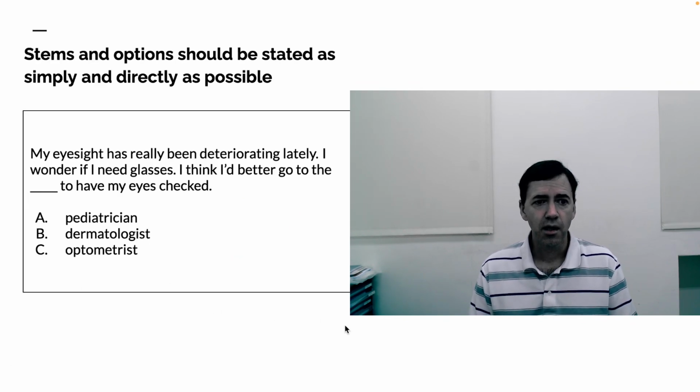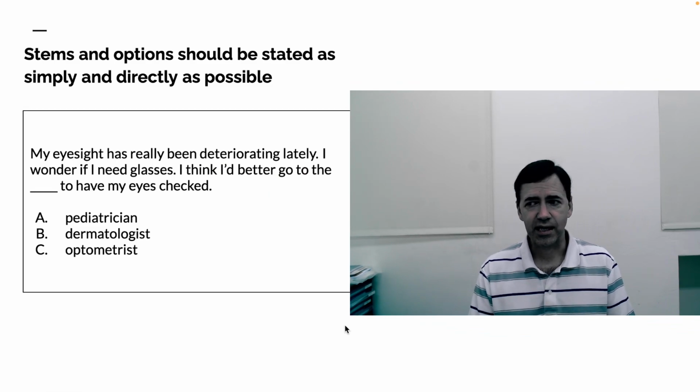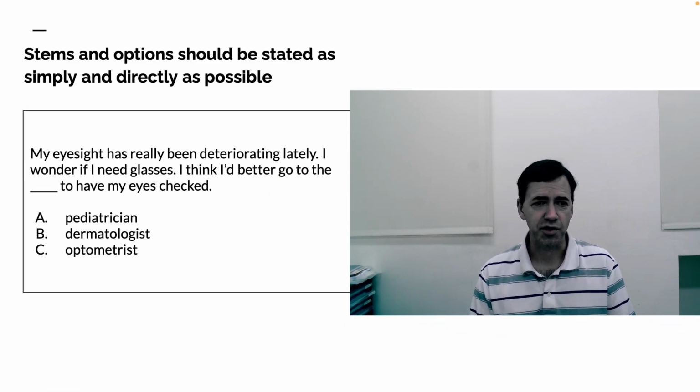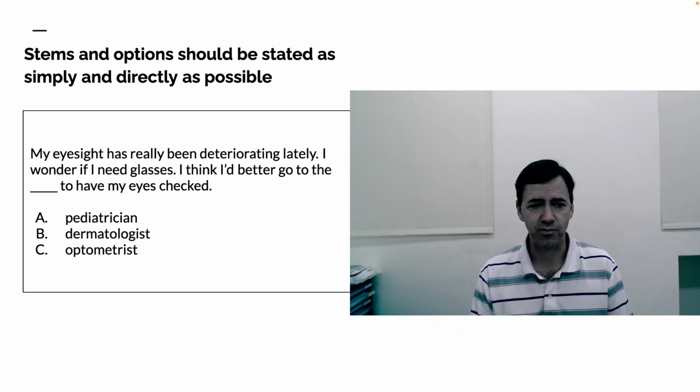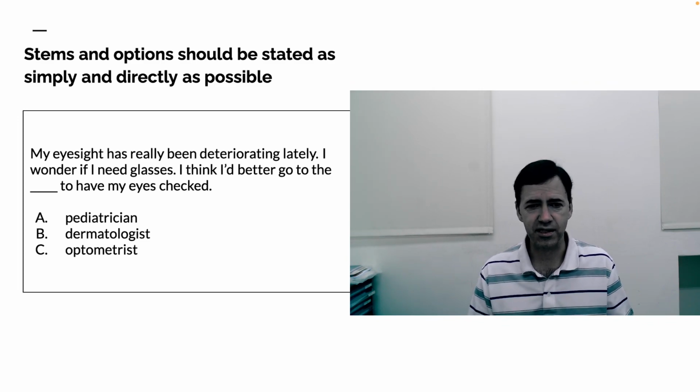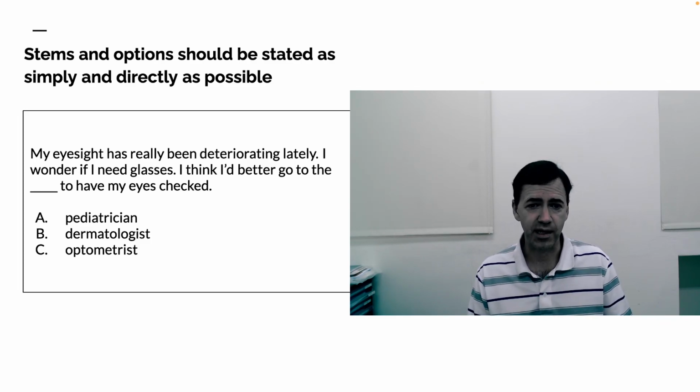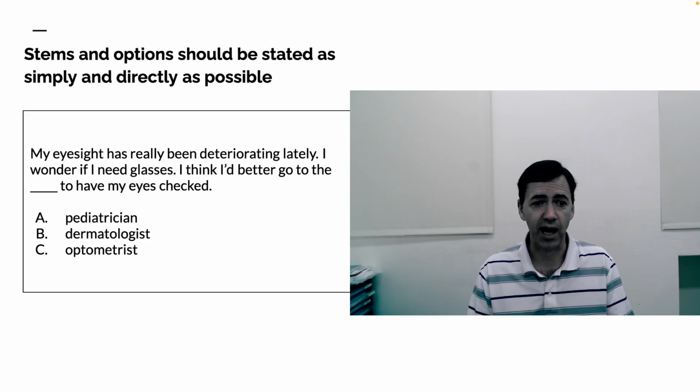Okay. Next one. The next key factor in designing your multiple choice test: stems and options should be stated as simply and directly as possible. So, okay, here's the question. "My eyesight has really been deteriorating lately. I wonder if I need glasses. I think I'd better go to the blank to have my eyes checked." A, pediatrician. B, dermatologist. C, optometrist. Now, clearly this question is testing vocabulary, the meaning of somebody who checks people's eyes.